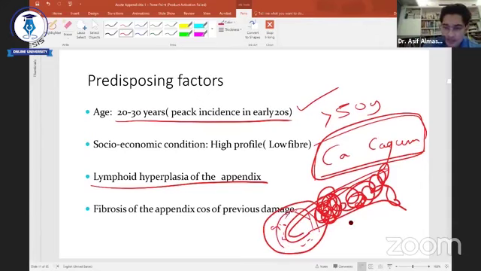Rovsing's sign, I will discuss this. Psoas sign, obturator sign, and with a retroileal appendix, marked retching. If you remember the different positions of the appendix, if there's a retroileal appendix, then there will be marked retching.